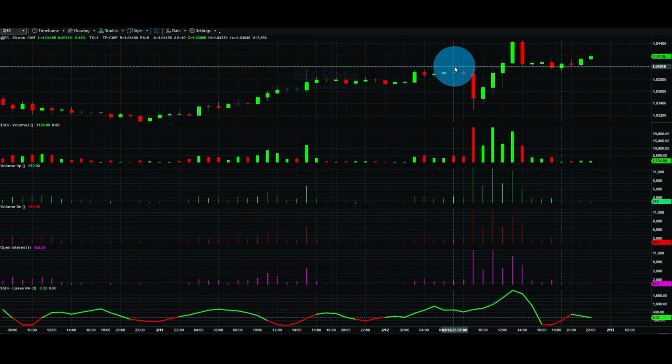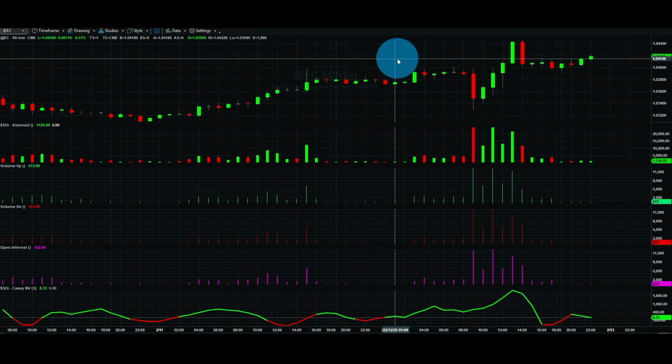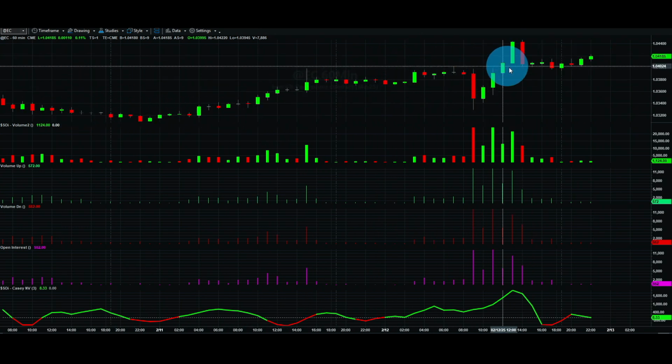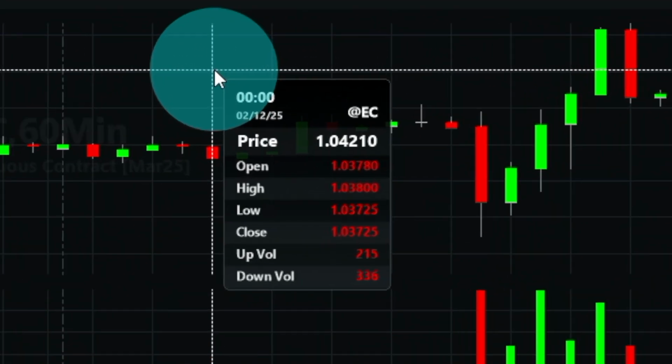So this is TradeStation. And in TradeStation, this is called uptick and downtick. So you can see this is the price. These are the candlesticks for the price. And if I click to show the data, you can see we have up volume and down volume. So the volume is split between up and down.